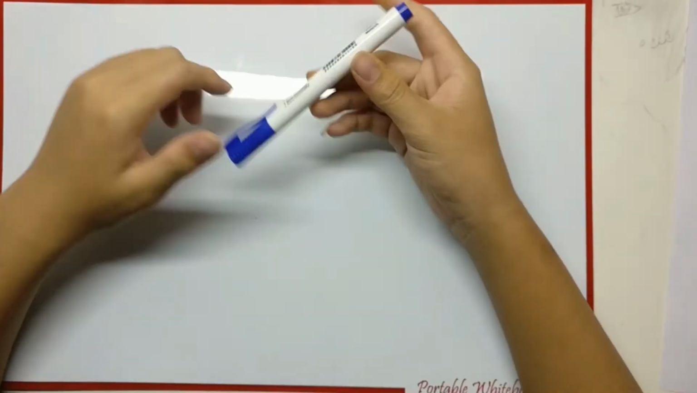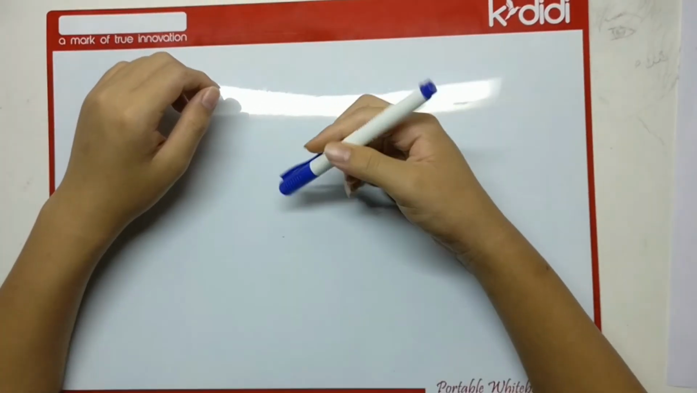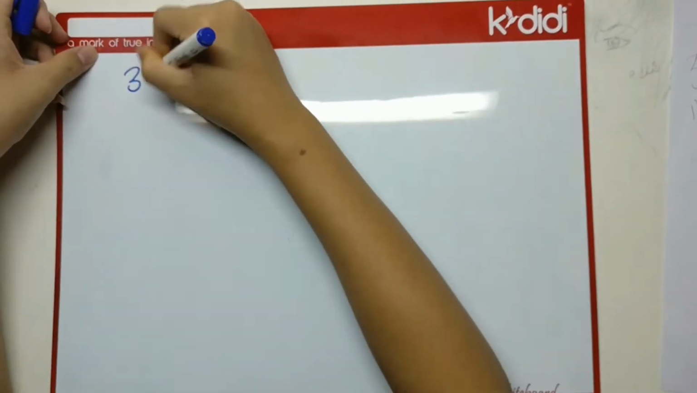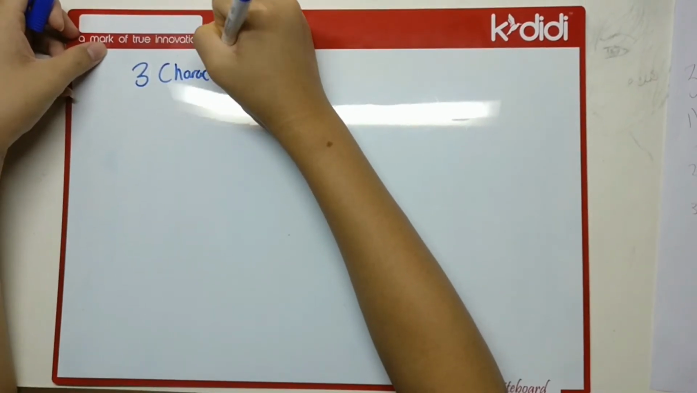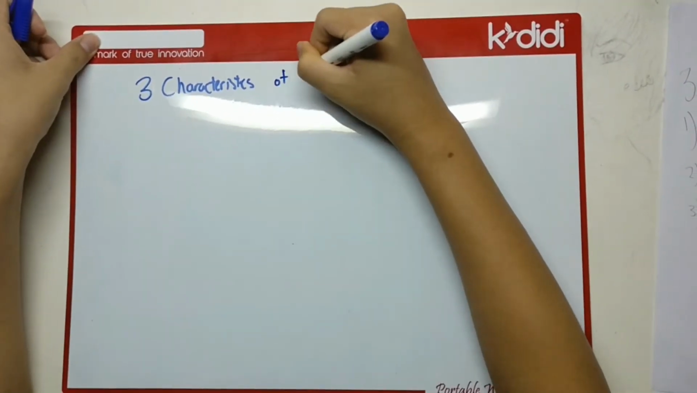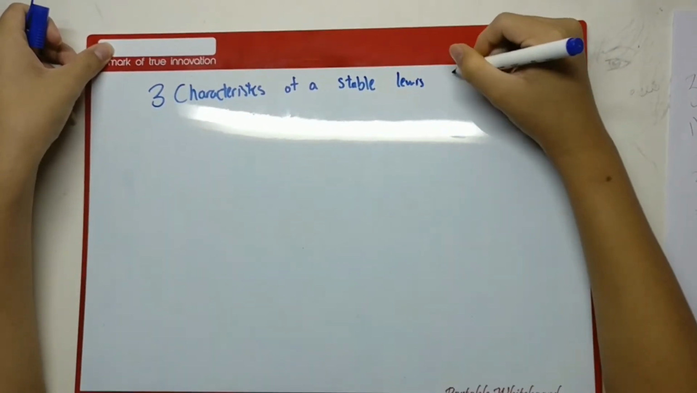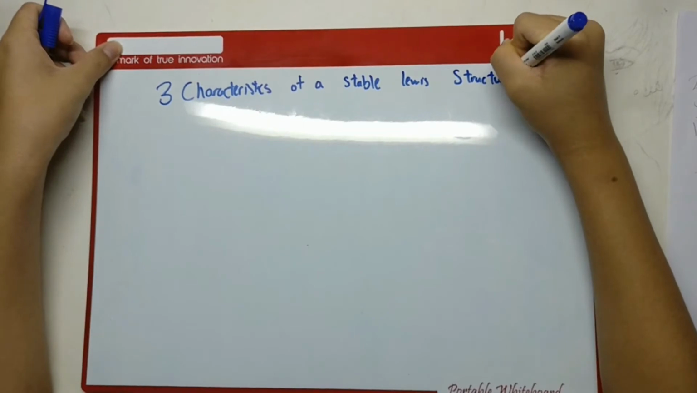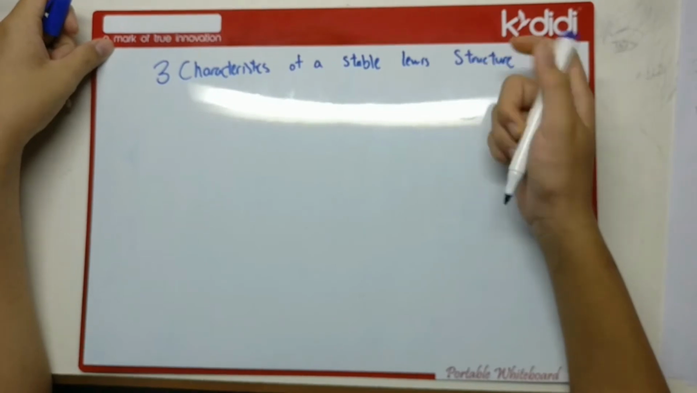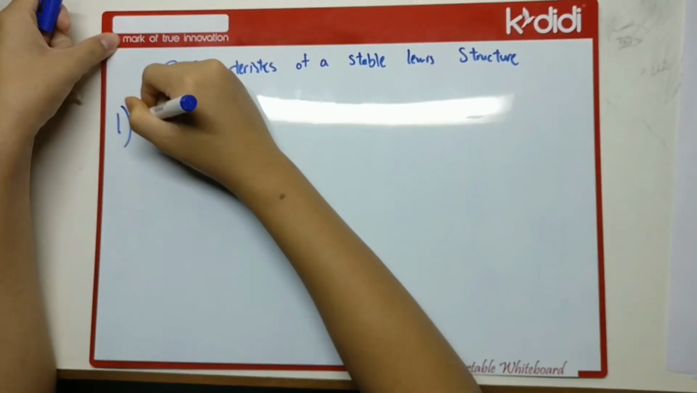I'm Alex, and today I'm going to show you how to use formal charge to find the most plausible resonance structure. There are 3 characteristics of a stable Lewis structure. The first one is that formal charge must be closest to 0 or exactly 0 at all costs.